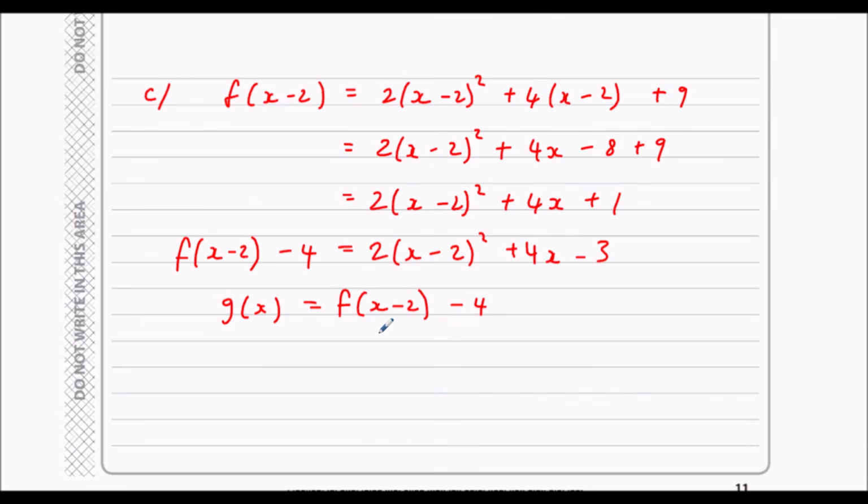So what's the transformation? It's a translation by the vector. So inside the bracket changes the x, and if it's -2, it goes the other way, so it goes 2 to the right. So 2 in the x direction, and outside the bracket changes the y, and it says -4, so it goes down 4. So it's a translation, 2 right and 4 down.